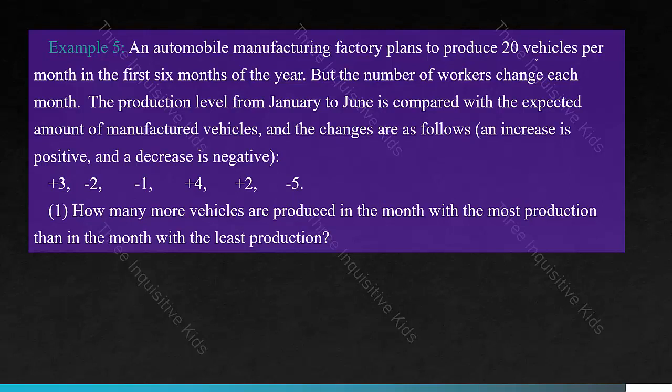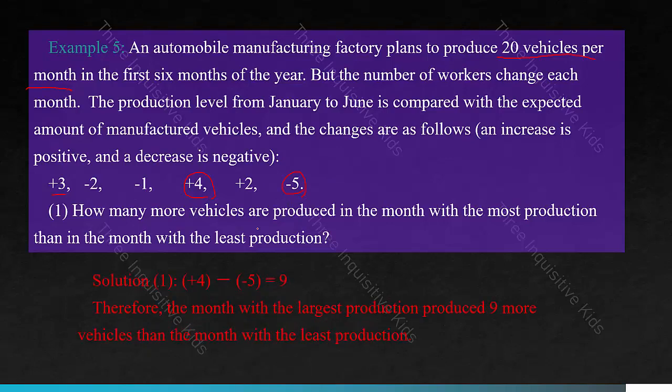So you can see that this manufacturing factory is expected to produce 20 vehicles per month. But, for example, in January, we can see that they produced 3 more than what they were expecting. And in February, they produced 2 less than what they were expecting. So how many more vehicles are produced in the month with the most production than the month with the least production? So which of these numbers here is the biggest? Well, we can see that +4 is the greatest, and which one is the least? -5. What we're going to do is subtract -5 from +4 to get 9.